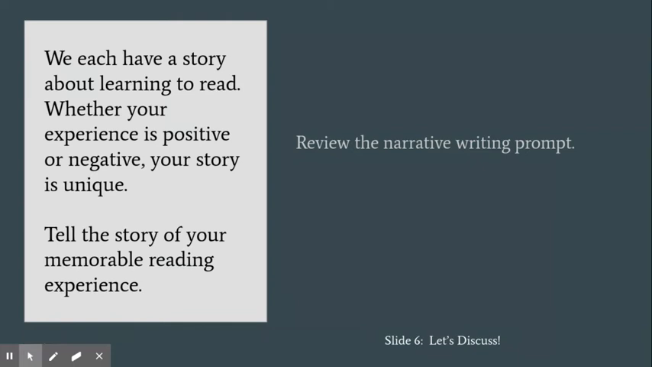Follow the directions on the slide. Review the narrative writing prompt. We each have a story about learning to read. Whether your experience is positive or negative, your story is unique. Tell the story of your memorable reading experience.